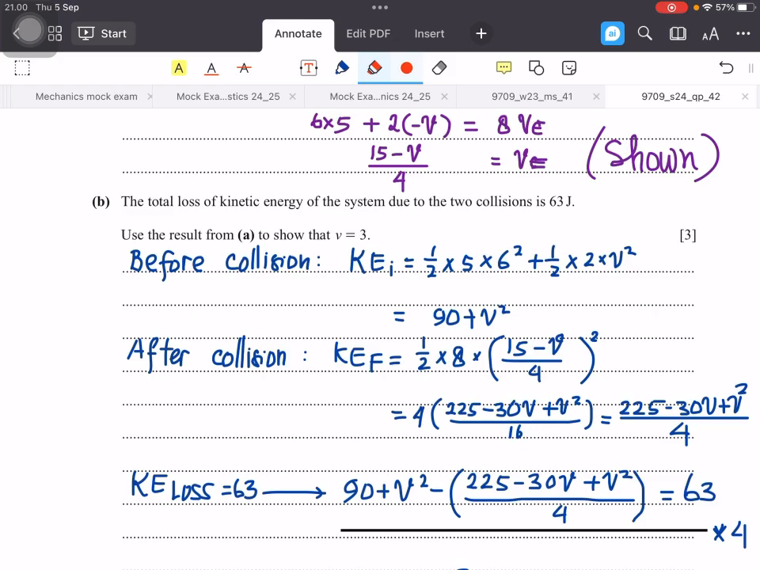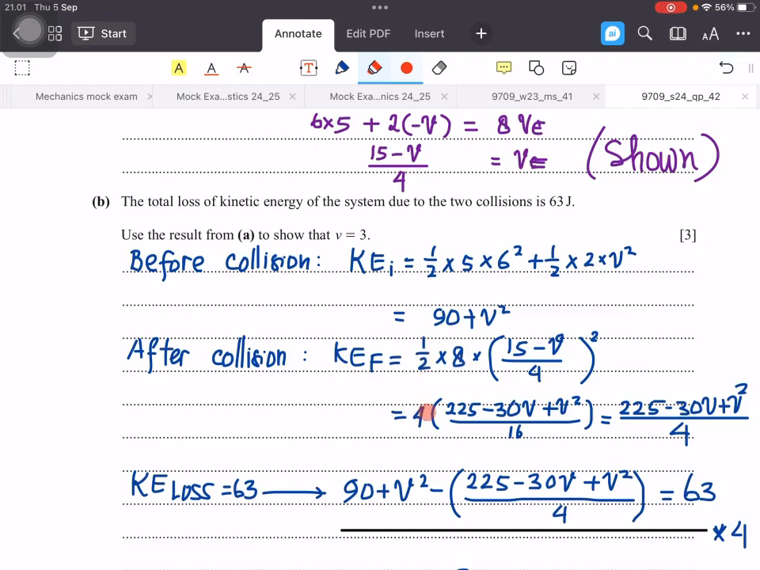And then the total kinetic energy of the system after the collision. After the collision, all objects coalesce to object E with total mass 8 kilograms, and the speed, as we have found before, is (15 minus V) over 4. So the total kinetic energy of the system after the collision is half times mass times ((15 minus V) divided by 4) squared.